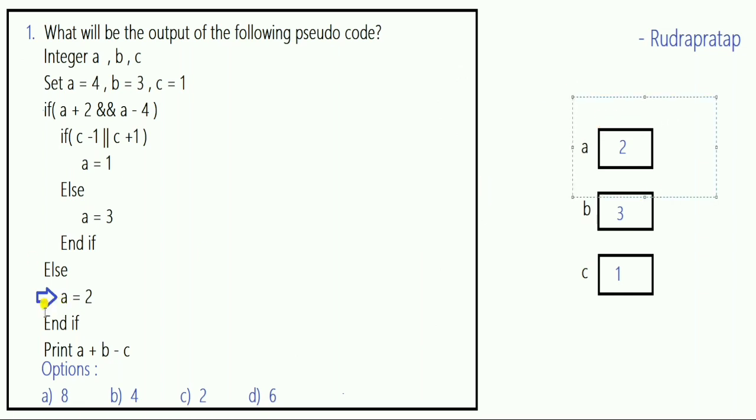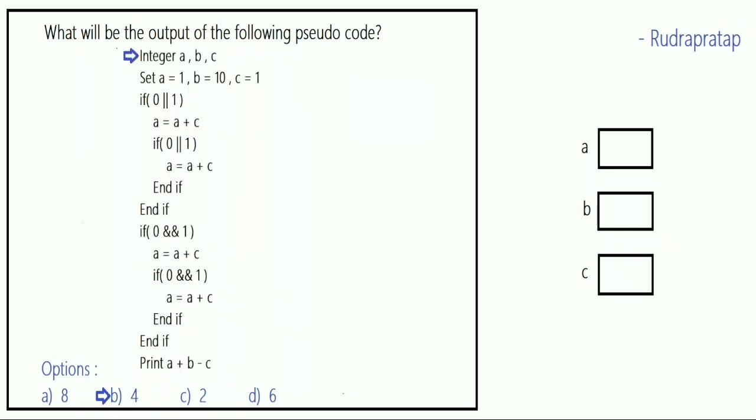In the else part, 2 is assigned to the variable a, and after that we have to print a plus b minus c. So value of a is 2, value of b is 3 and value of c is 1. So 2 plus 3 minus 1 which is 4, and we got our final answer which is 4. Let's move to the next question.